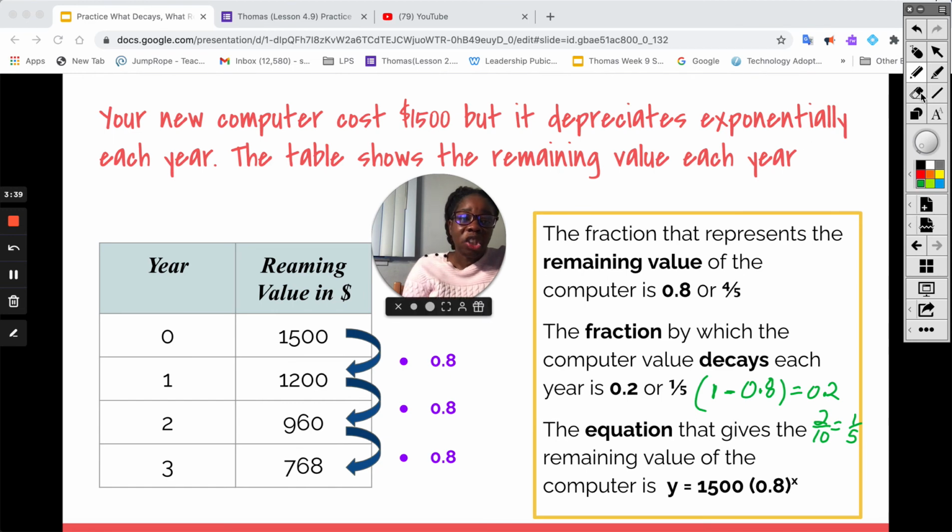Now the equation for the remaining value of the computer is going to involve the fraction that is the remaining value. So the equation is going to be y is equal to the initial value, which is 1500, times the growth factor for the remaining value, which is 0.80, all raised to the x power.